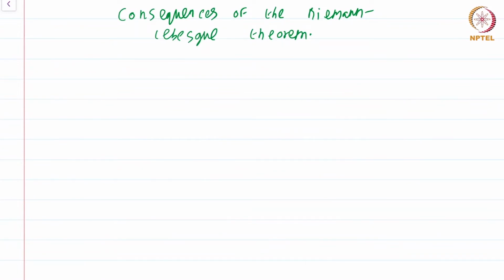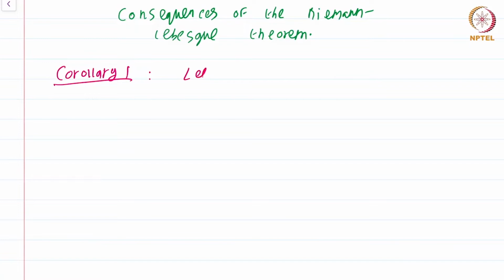Now that we have proved a very powerful theorem, that is the Riemann-Lebesgue theorem, we can get several consequences for free. I'm going to start listing them one by one. Most of the proofs are trivial. So what I will do is I will just indicate how to prove them and leave the details to you. So let me just list them as corollaries. Corollary 1.